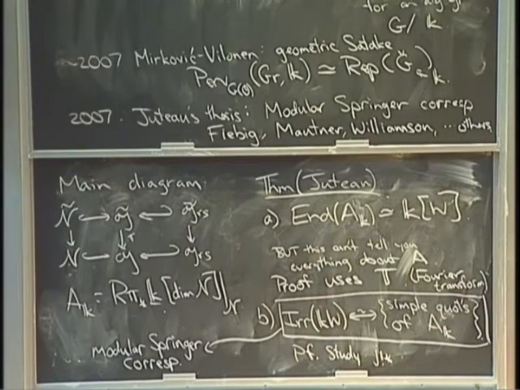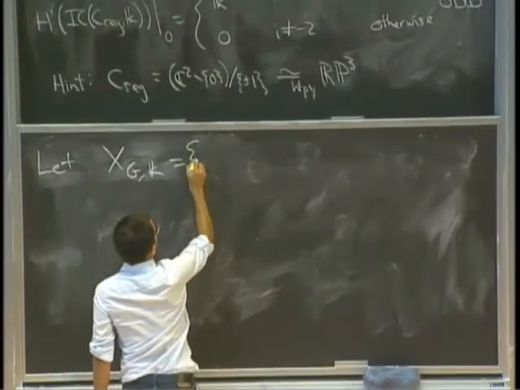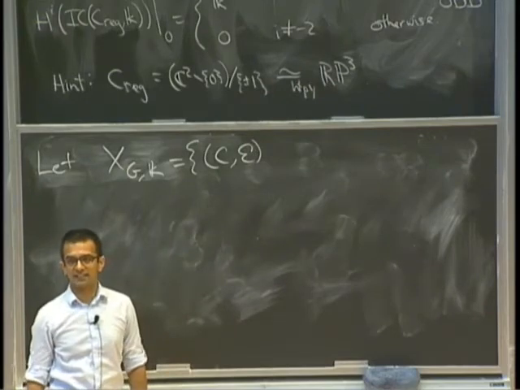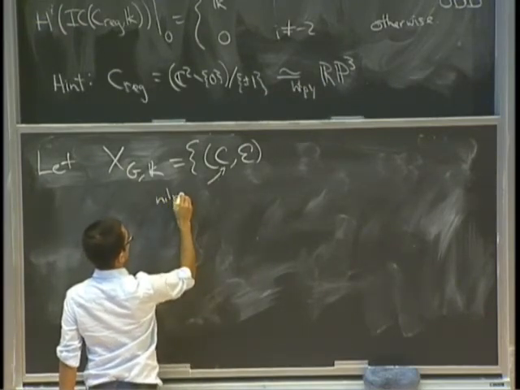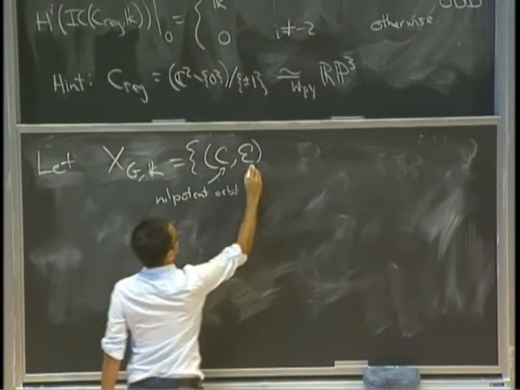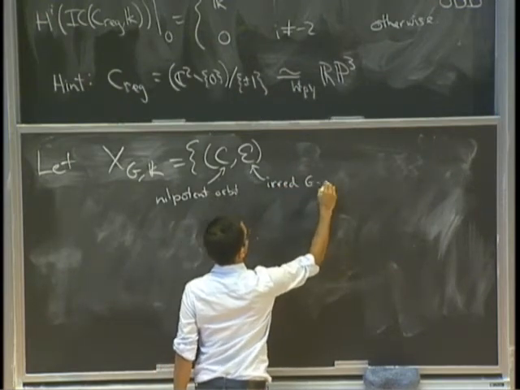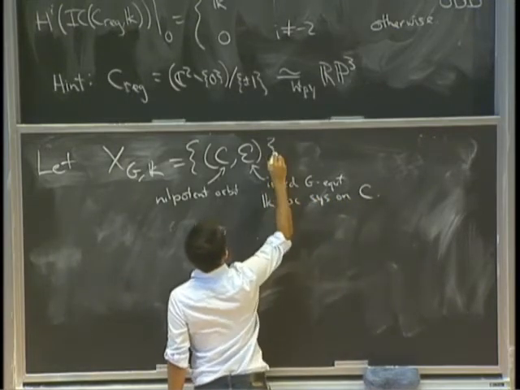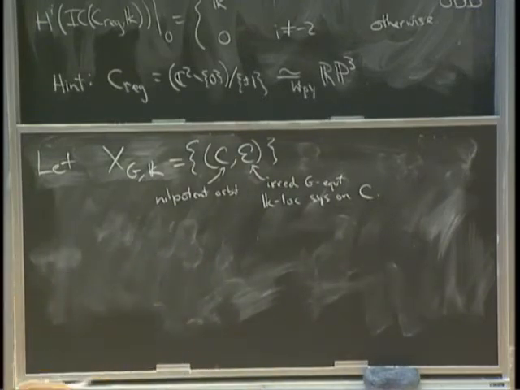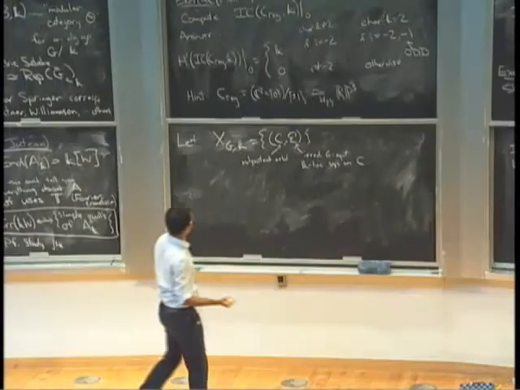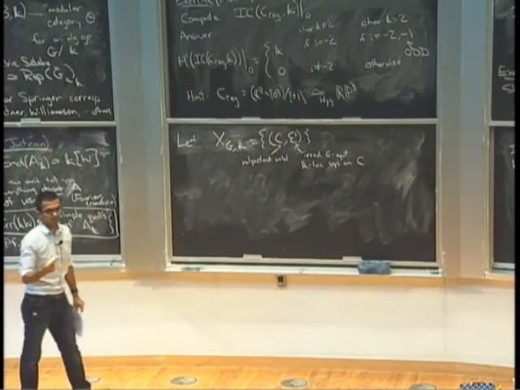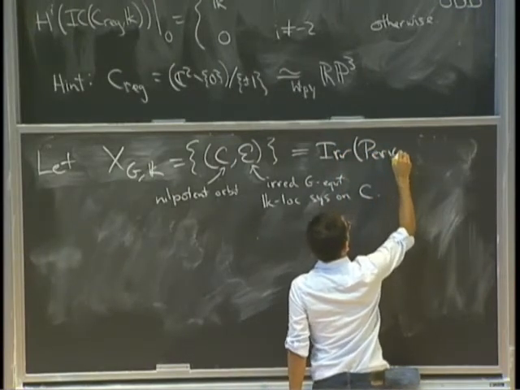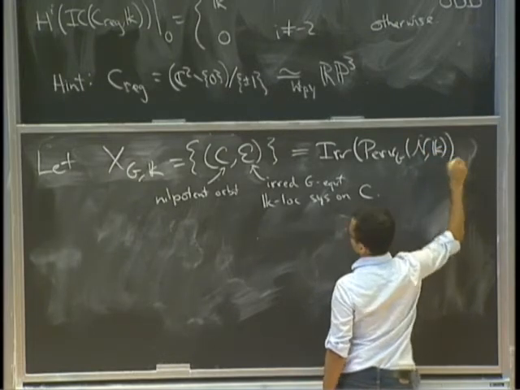Okay, so here's some notation. So let X_{G,K}, I used this notation yesterday to mean the set of pairs (C, E). It means the same thing, except it depends on K, because C is a nilpotent orbit and E is an irreducible G-equivariant K-local system on C. Local systems are representations of these A groups. If the characteristic happens to divide the order of one of those A groups, then that changes the number of irreducible local systems you can have. But it's still true that you identify this with the set of simple perverse sheaves with coefficients in K.